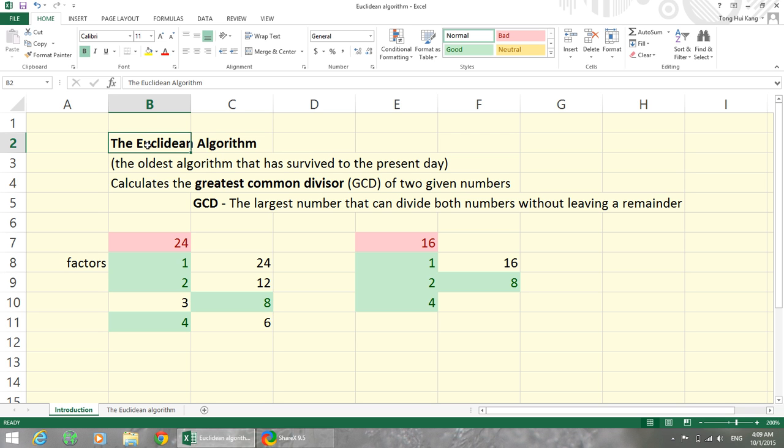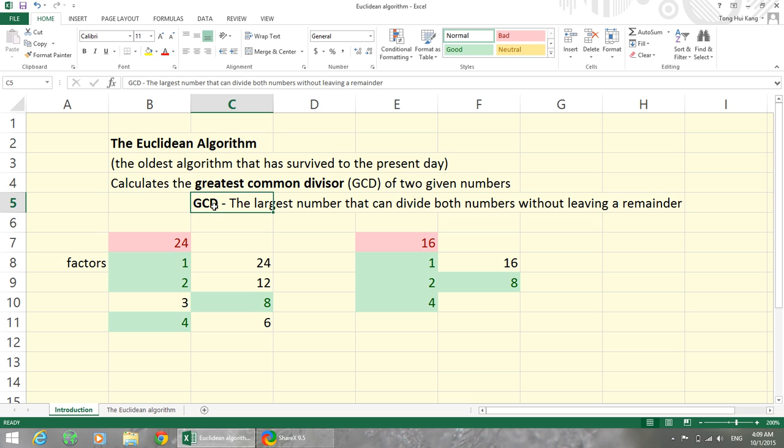The Euclidean algorithm calculates the greatest common divisor of two numbers. I will first explain what is meant by the greatest common divisor. Then I will implement this algorithm on Microsoft Excel. If you are familiar with the greatest common divisor, you can skip the first part.